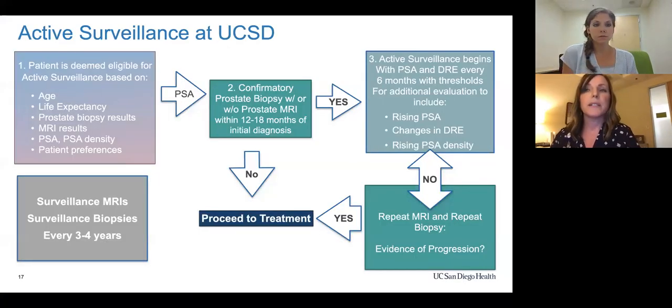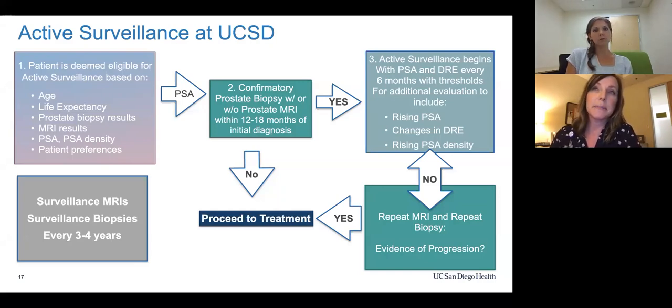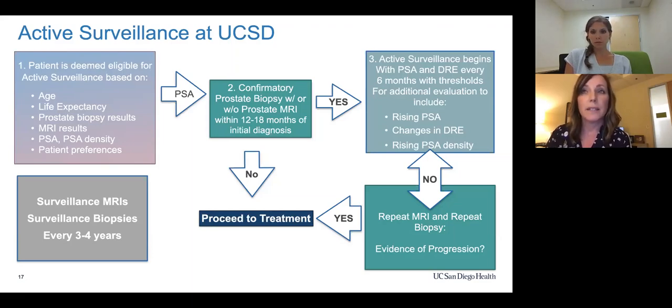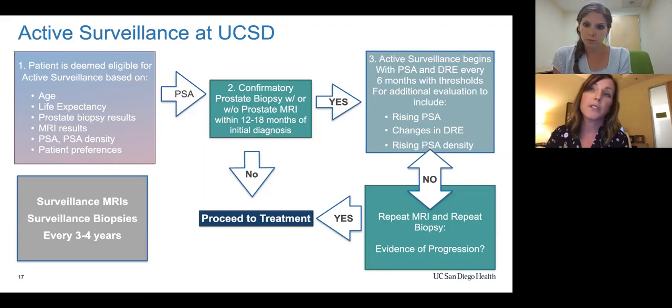Here's a diagram depicting how we monitor men on active surveillance at UCSD. A man with a positive biopsy who meets criteria begins active surveillance with 6 months clinic visits. A confirmatory biopsy with or without a prostate MRI takes place within 12 to 18 months of initial diagnosis, and this confirms if active surveillance is the right strategy. If it confirms low risk, low volume prostate cancer, then active surveillance begins with PSA and rectal exam every 6 months, and thresholds for additional evaluation to include rising PSA, changes in exam, and rising PSA density.